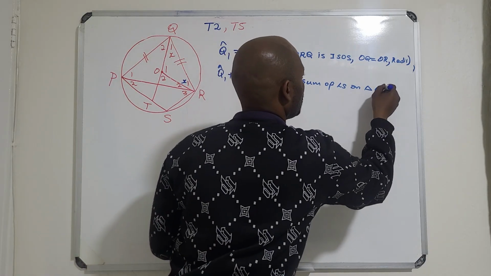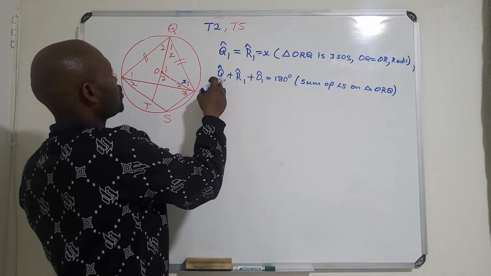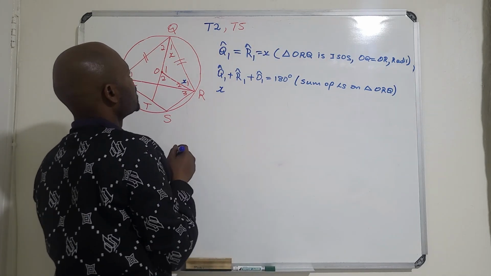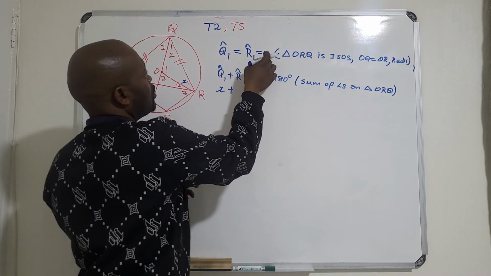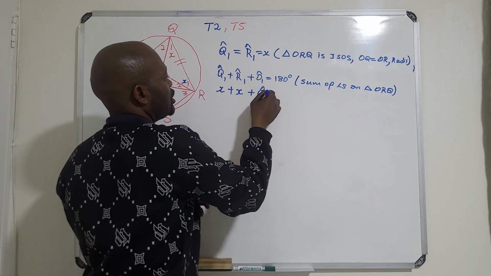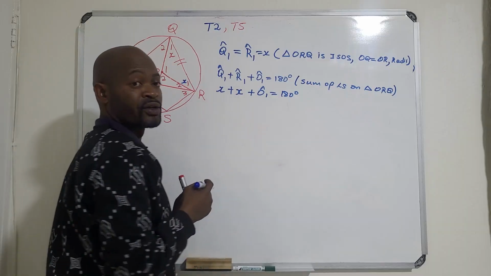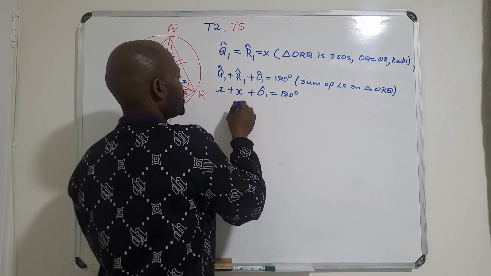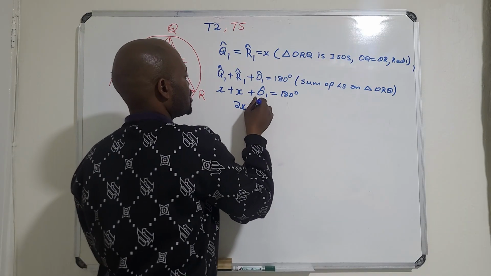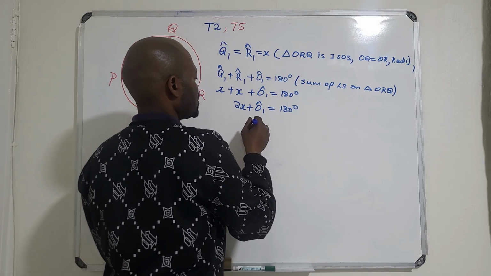ORQ. We know Q1 is x, plus we know R1 is also x, plus angle O1 equals 180 degrees. Now this is 2x plus angle O1 equals 180 degrees.